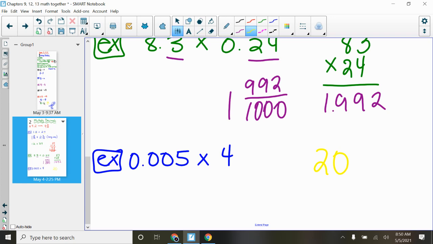So the big question is, where's the decimal going to go? So let's look in the problem. How many digits are after the decimal point in the problem? 3. These 3. That means there needs to be 3 digits after a decimal point in the answer. But my issue is I only have 2 digits in the answer. Where can I add a 0 where it's not going to change the value of that number?